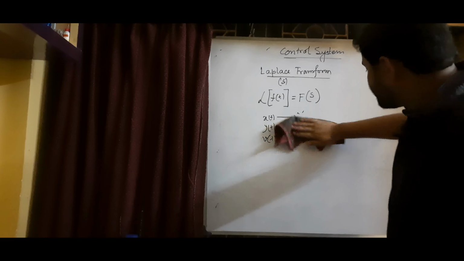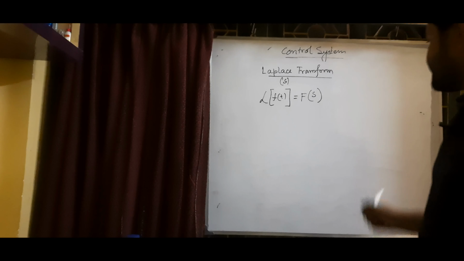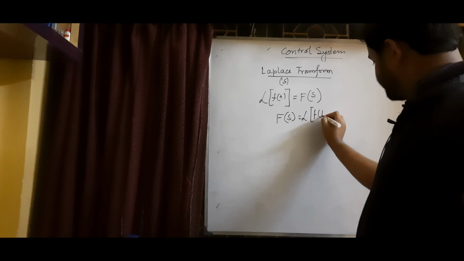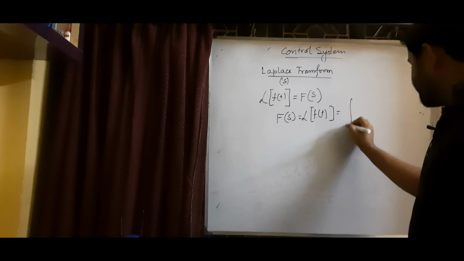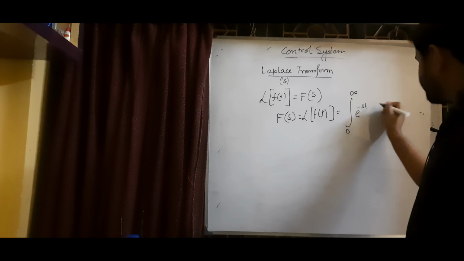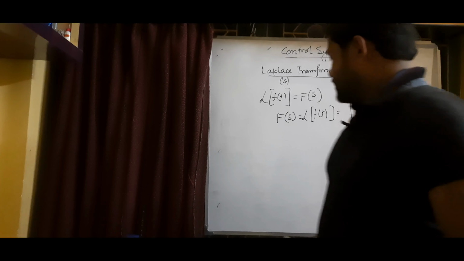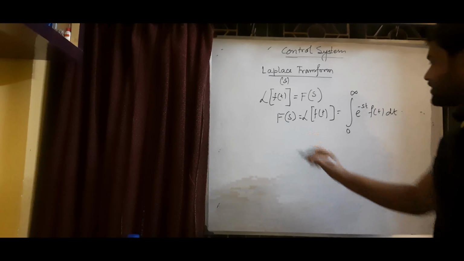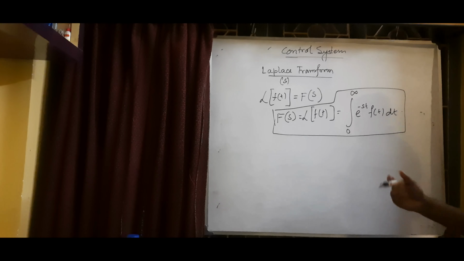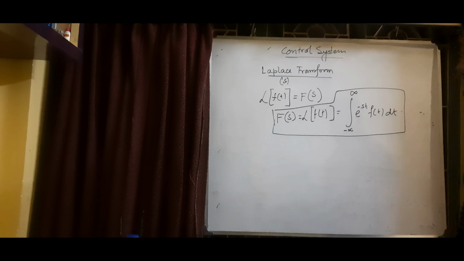So how are you going to convert the time domain function into the Laplace domain? There is a formula: F(s) equals the Laplace transform of f(t) equals the integral from 0 to infinity of e to the power minus st times f(t) dt. This is called the unilateral Laplace transform. There is also a concept in mathematics, the bilateral Laplace transform. In the bilateral Laplace transform we use minus infinity to plus infinity.